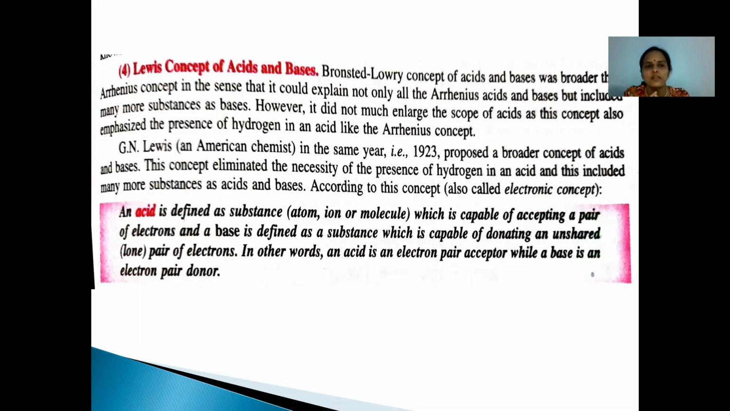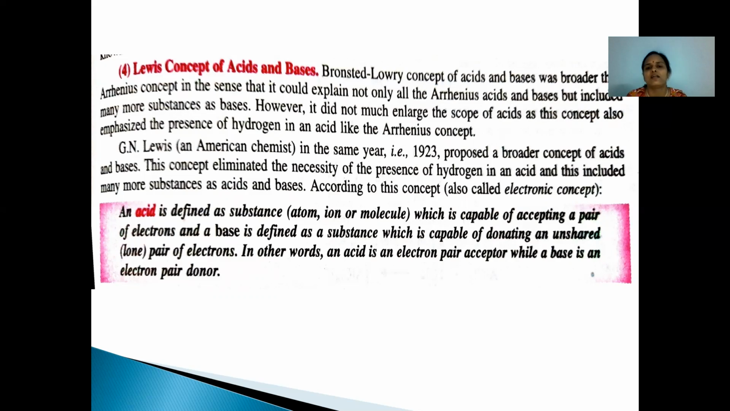Let us come to the last concept of acids and bases, and the fourth concept of acids and bases is the Lewis concept of acids and bases. So an acid is defined as a substance which is capable of accepting a pair of electrons according to Lewis. This is the electronic concept. And a base is defined as a substance which is capable of donating an unshared pair of electrons. In other words, an acid is an electron pair acceptor, while a base is an electron pair donor. So keep in mind about Lewis acid and Lewis base.